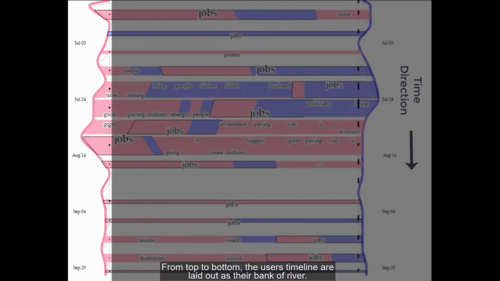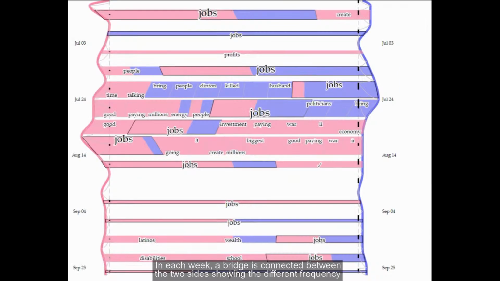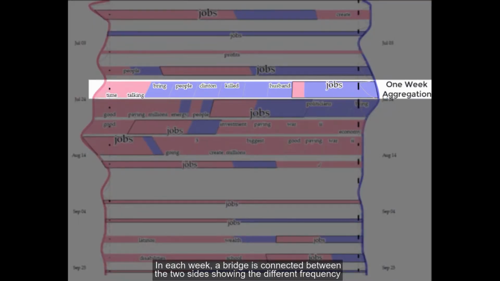From top to bottom, the users' timelines are laid out as the banks of a river. The curves indicate the amount of related tweets. In each week, a bridge is connected between the two sides, showing the different frequent keywords used by the two users.